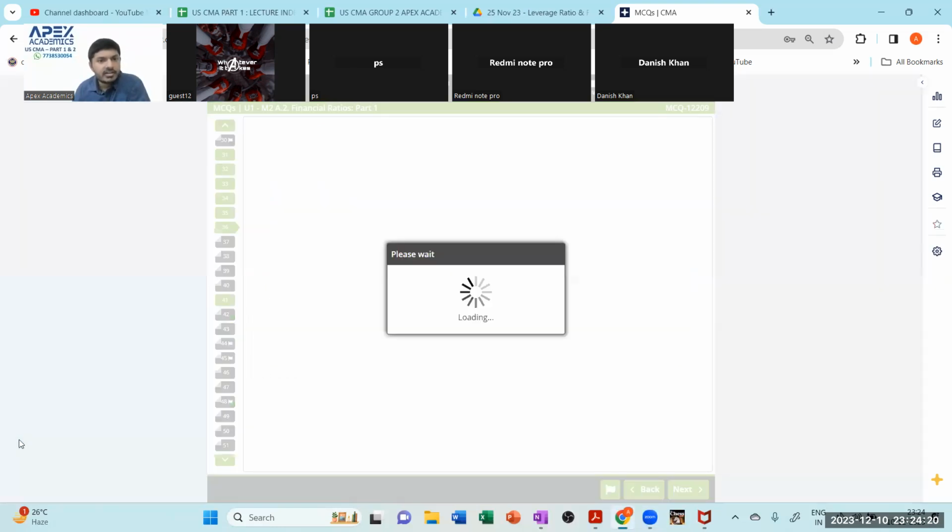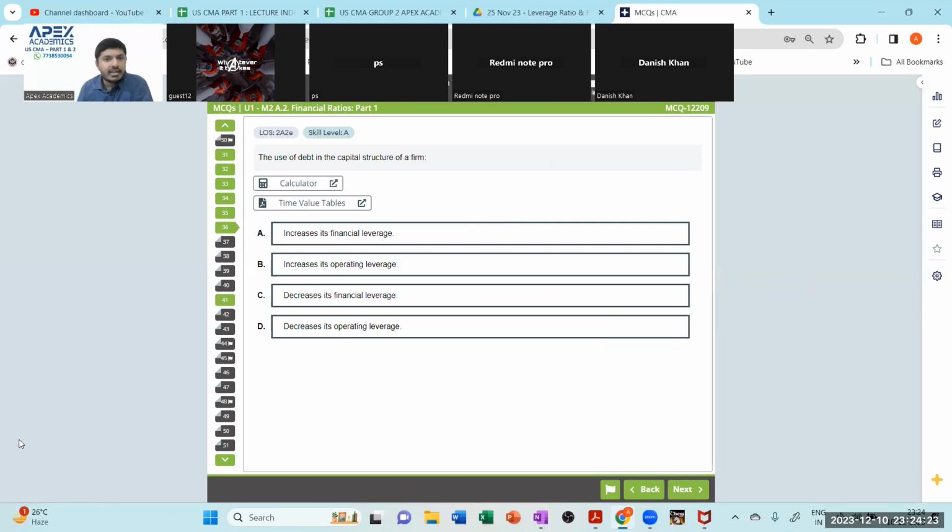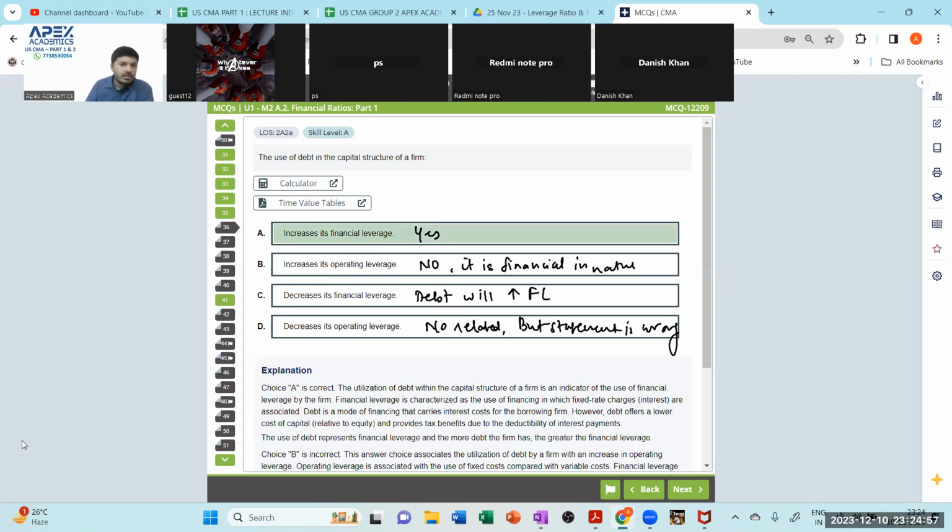Question number 36. The use of debt in the capital structure of a firm increases financial leverage. Yes. Increases operational leverage? No, it is financial in nature. Decreases financial leverage? What rubbish. Debt will increase financial leverage. Decreases operational leverage? Not related. The statement is wrong. It increases the financial leverage. Take a screenshot. Yes or no? Yes.